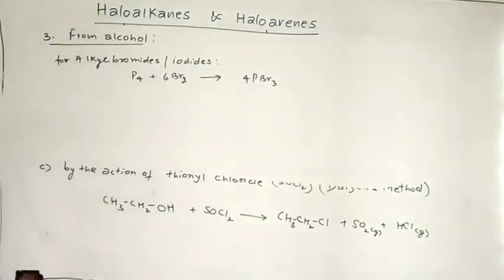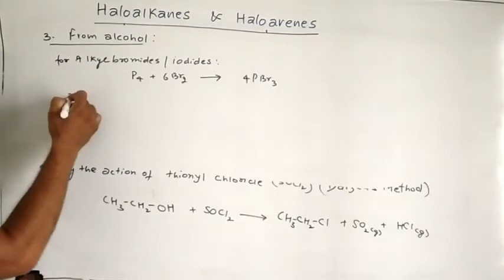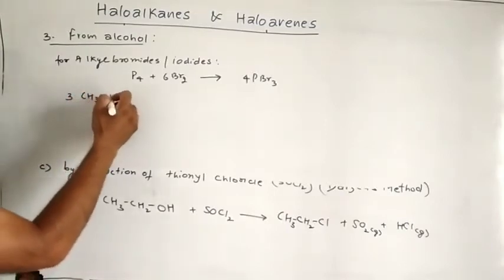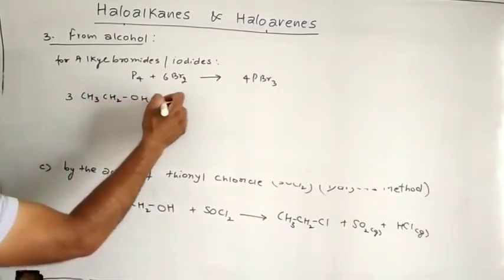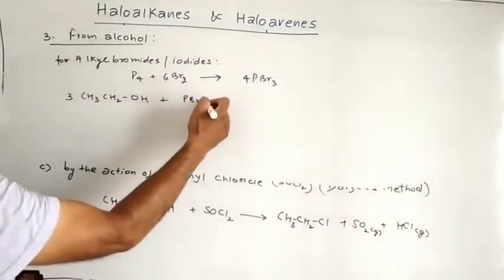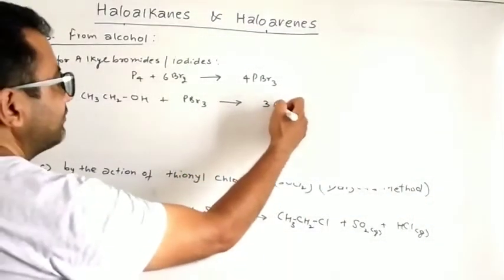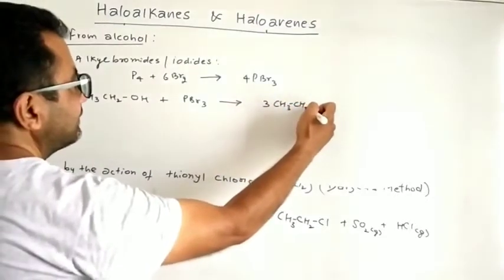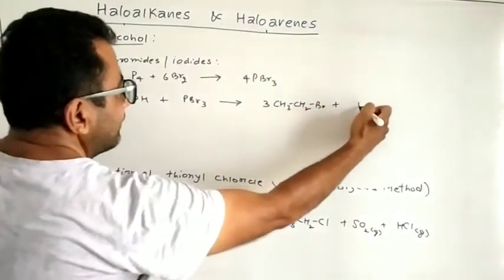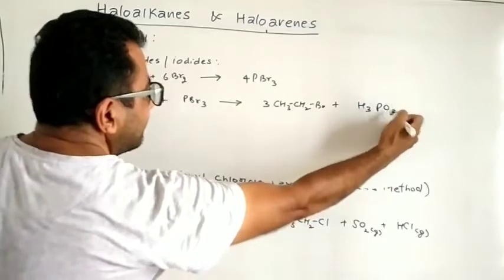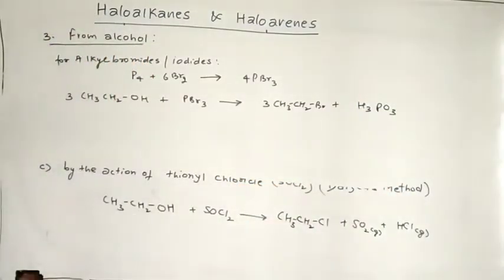This PBr3 then reacts with an alcohol. Take 3 moles, adding phosphorus tribromide. That will give you an alkyl bromide: 3 moles of CH3CH2Br along with phosphorus acid.